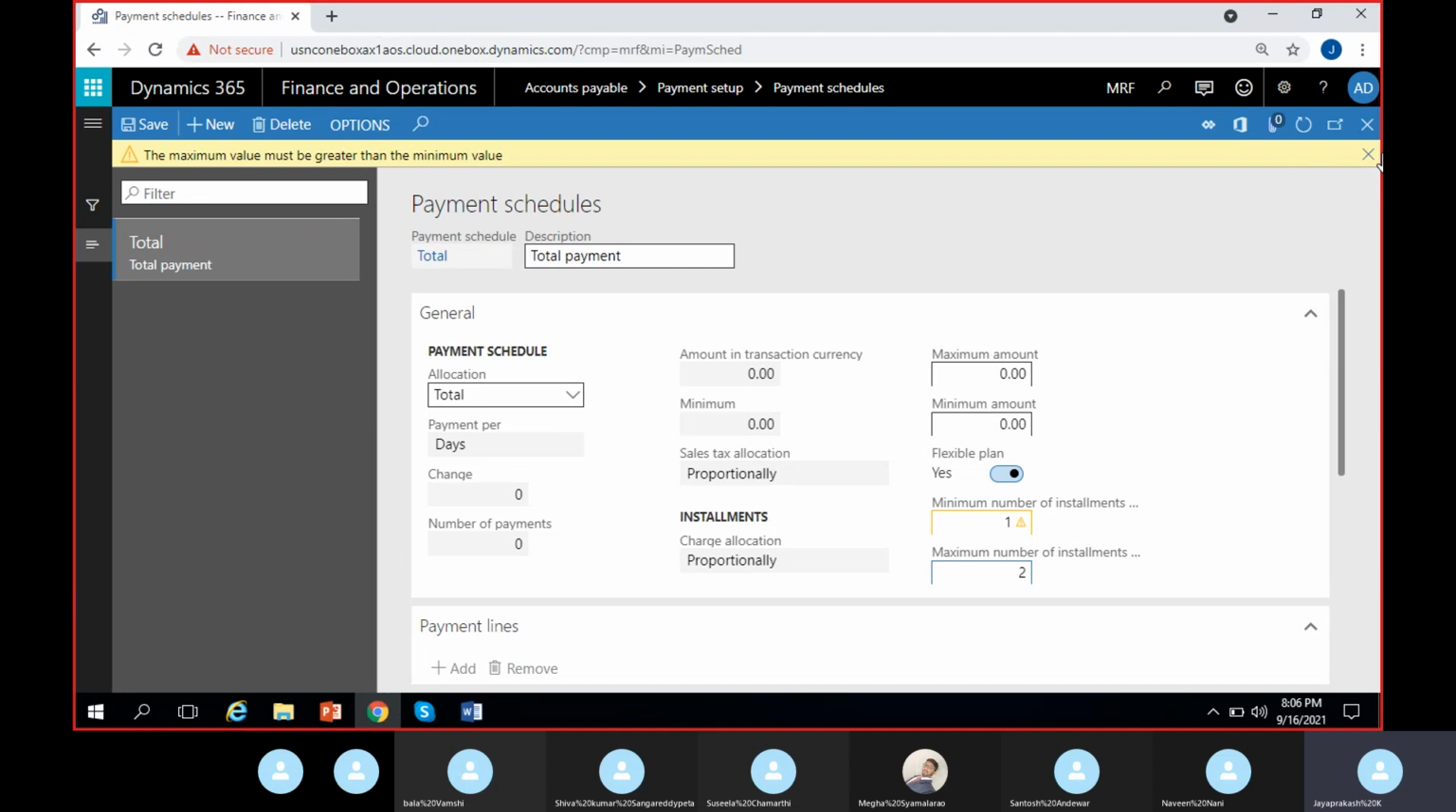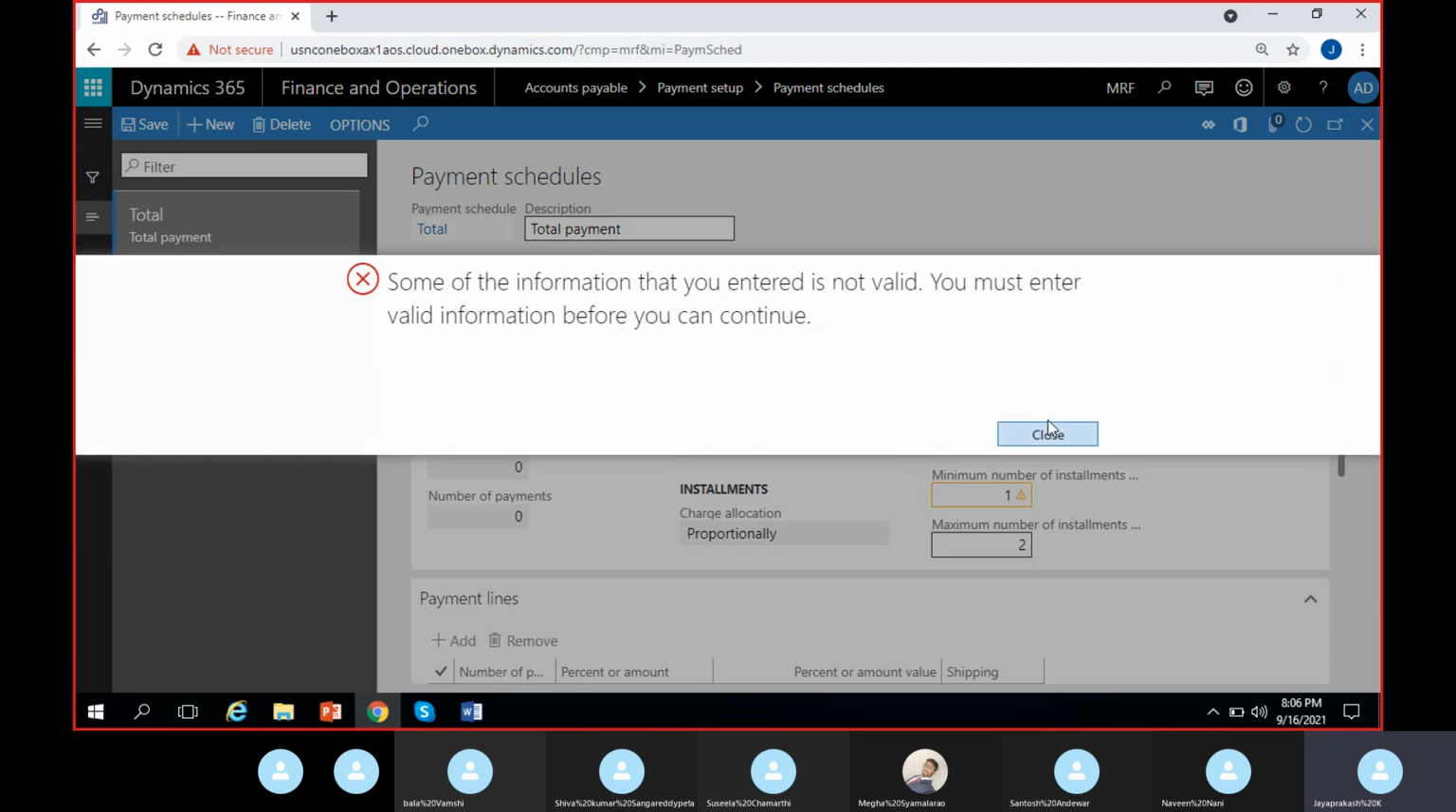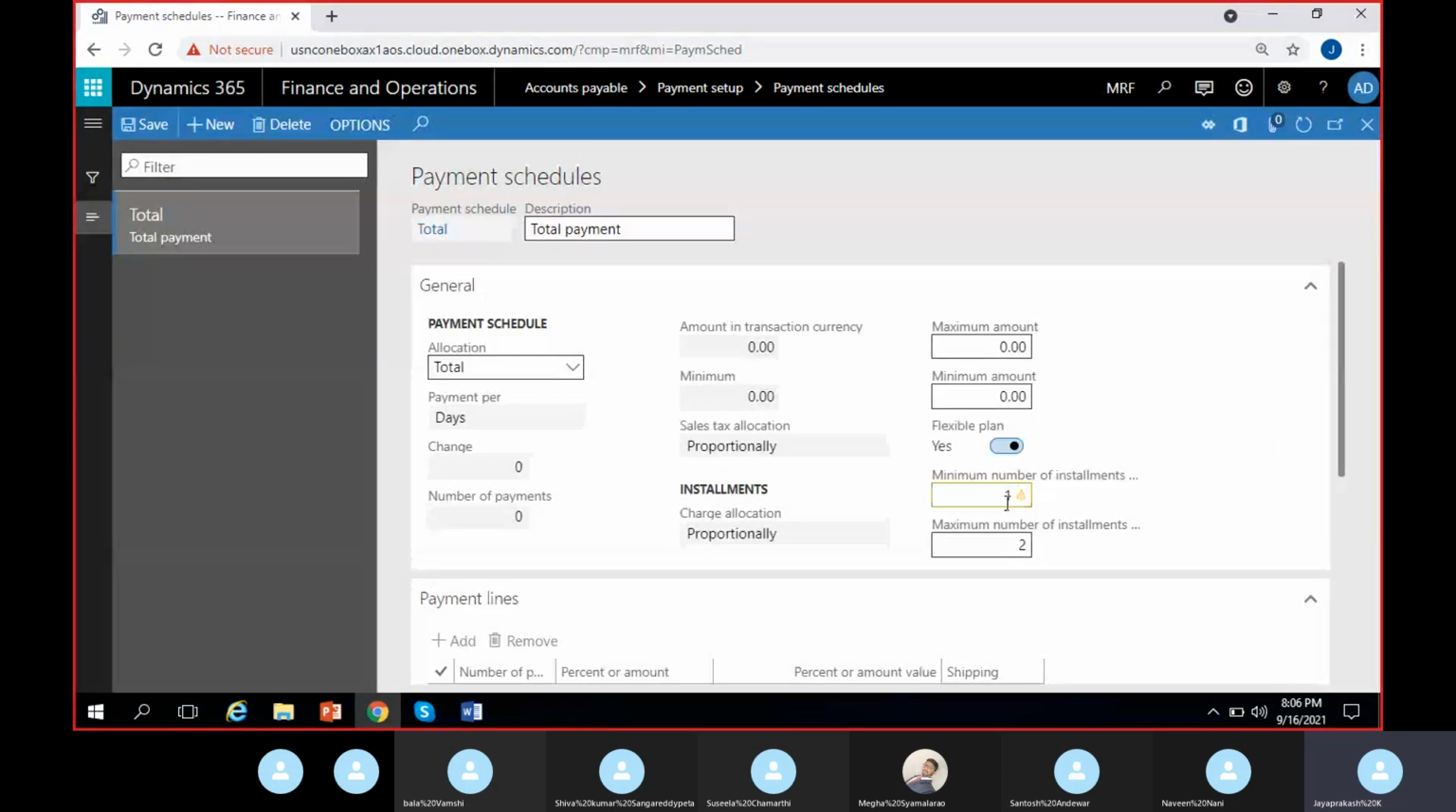But it is saying the minimum should be less than the maximum. Let me remove this and add once again. Okay, right. Minimum should be 1 and maximum should be 2. So I'm giving some lenience. It's a flexible plan. Mostly you should pay in 1 installment, but if you miss paying 1 payment, you can make it in 2 payments. Only when I give a flexible plan will this be enabled. But I'm not giving such a flexible plan.